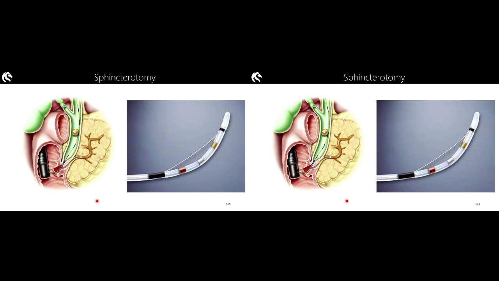How do we get an 8mm stone through a 1 or 2 millimetre hole? It's going to be a difficult thing to do.